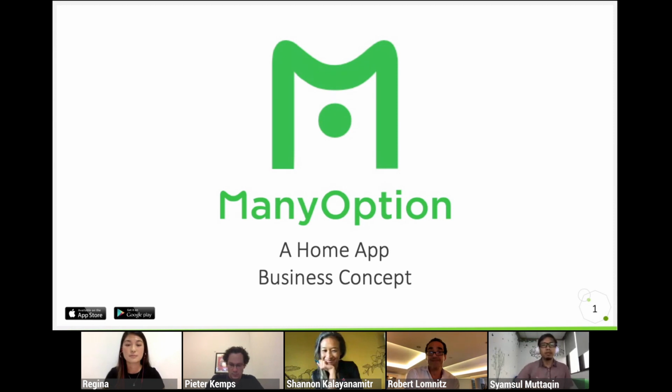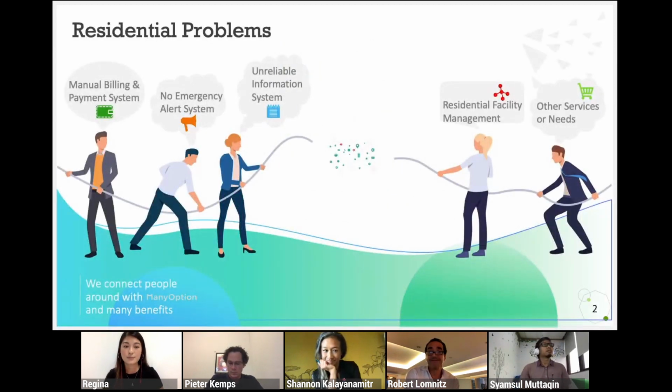Hi, everyone. Hi, judges. My name is Shamsul. I'm from ManyOption. Basically, what we are doing here is to solve apartment and residential community problems, especially in urban areas, where this type of residential has so many problems. A few of them we are trying to solve.